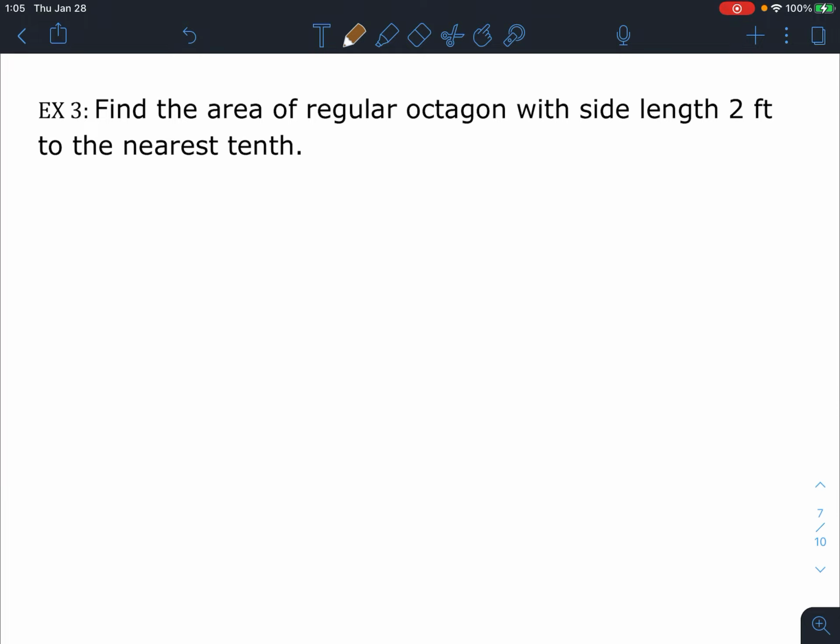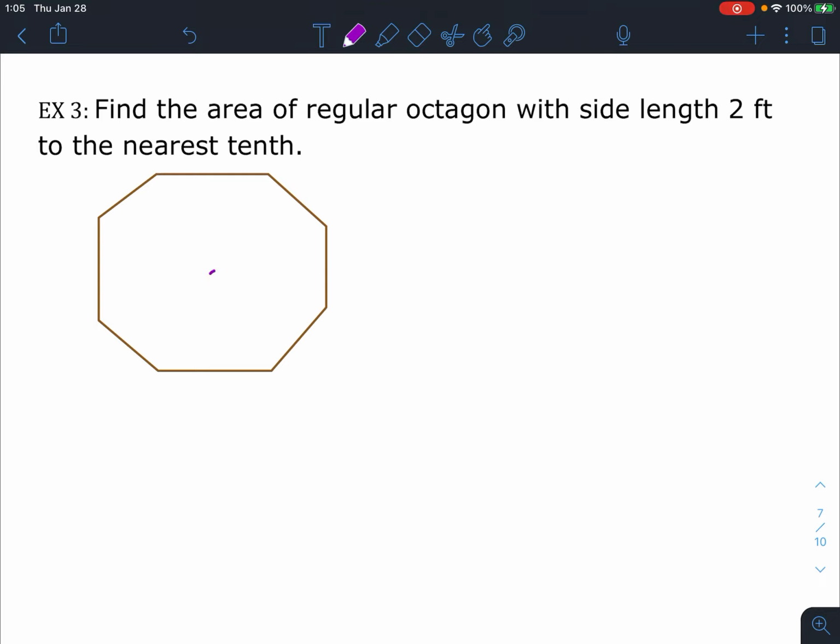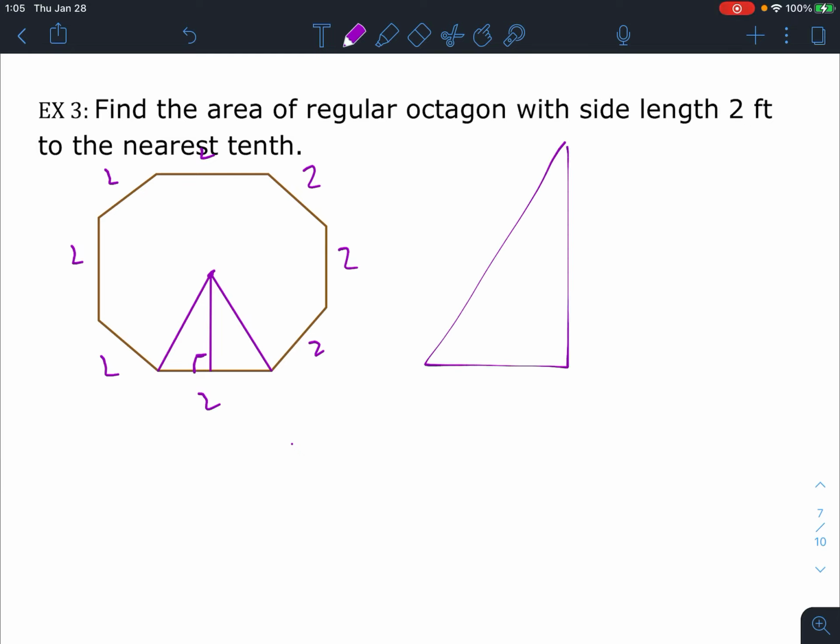On example 3, we have an octagon, 8 sides. So 1, 2, 3, 4, 5, 6, 7, and 8. There's our octagon. And we know that one side length is 2. So all these are 2. You see I've already drawn in my apothem there. And I'm going to finish by drawing in this right triangle. And actually I'm going to complete the triangle here as well. And I'm going to draw that little triangle a little bit bigger out here.